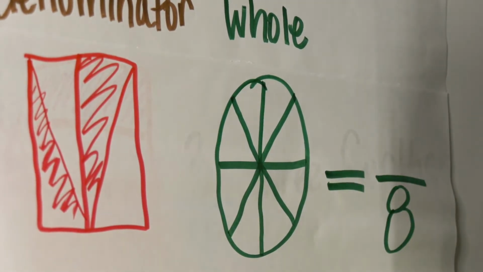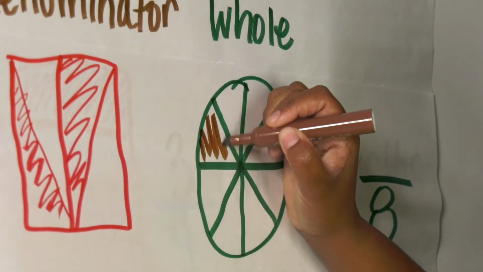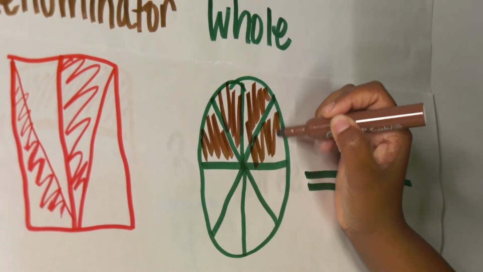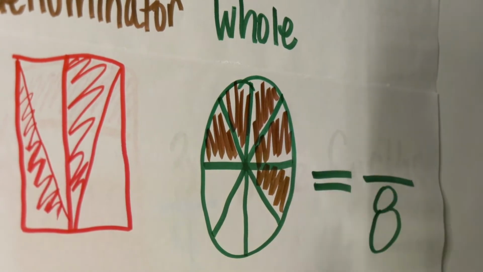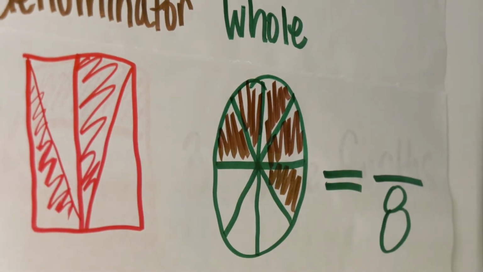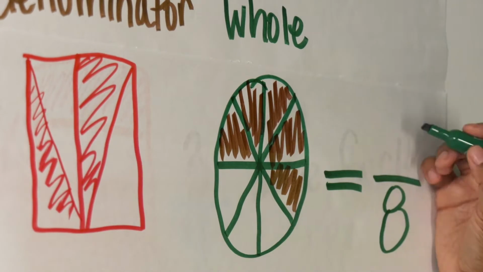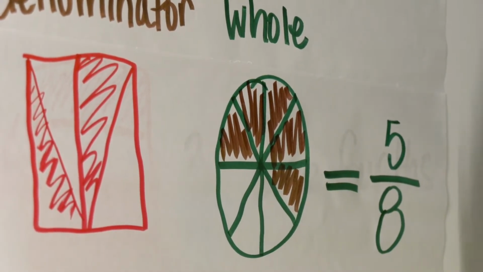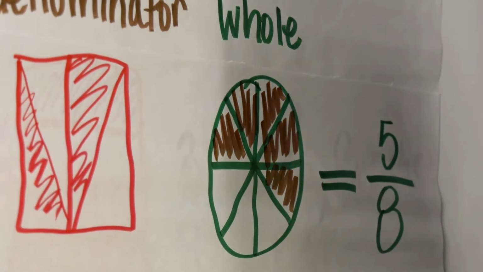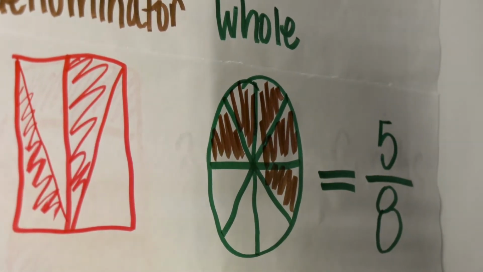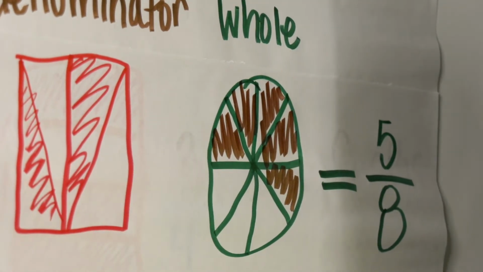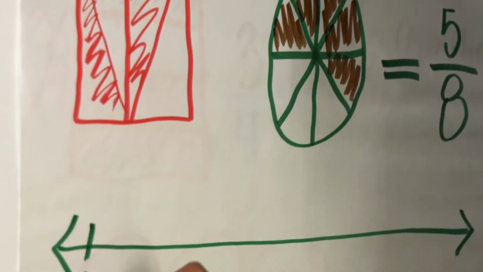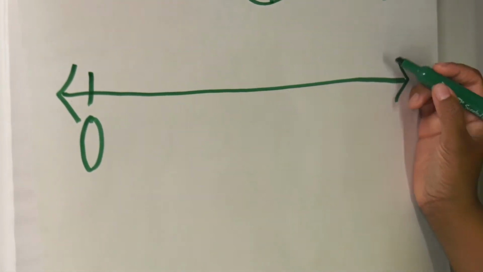Now let's say I wanted to shade 1, 2, 3, 4, 5 pieces out of 8. My numerator would be 5. My denominator is 8. Okay, so I want to show you what that looks like on a number line. Generally, a number line does have arrows. The one that I demonstrated yesterday didn't, but that's okay.